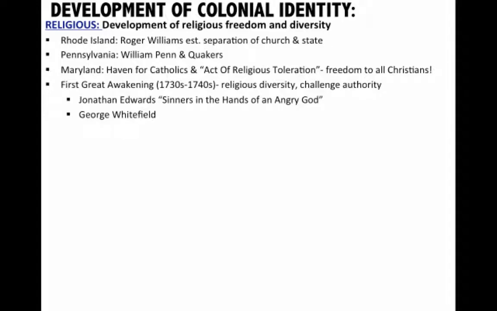And, of course, a big moment in colonial identity is the First Great Awakening. In the 1730s, you get people like Jonathan Edwards, "Sinners in the Hands of an Angry God," and George Whitefield, and this really promotes religious diversity in the colonies. It promotes challenging authority, this kind of democratization of religion, which is all going to lead to the development of religious freedom and diversity. However, this was not a reality in all of the colonies.